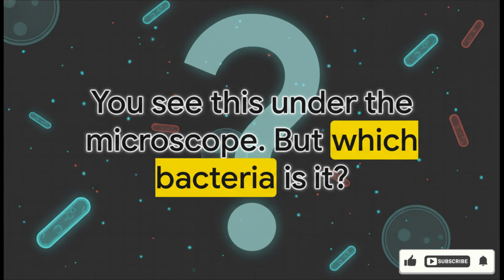But right away, we have our first big problem. Is this E. coli? Is it Salmonella? Maybe Proteus? Just by looking at them like this, there's no way to tell. They all look like medium-sized gram-negative rods. So, how in the world do we figure out which specific culprit we're dealing with?